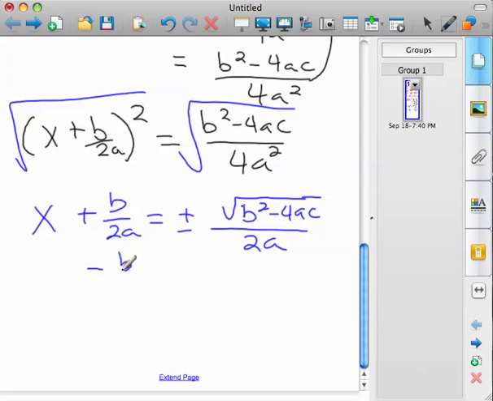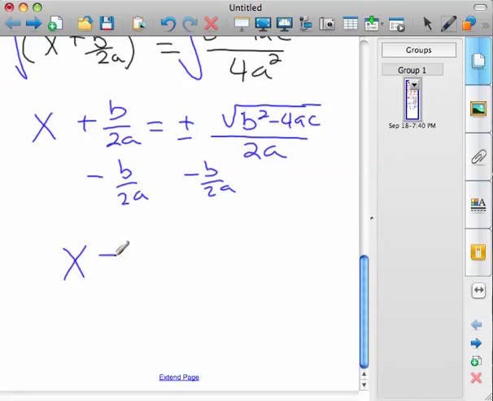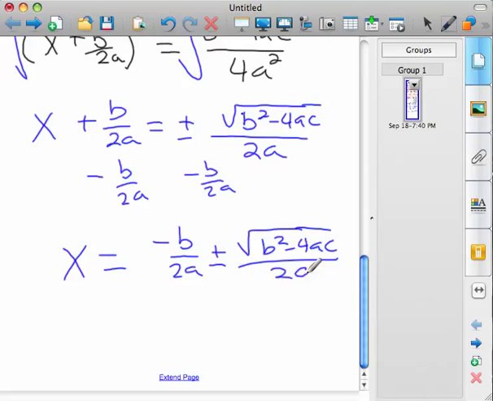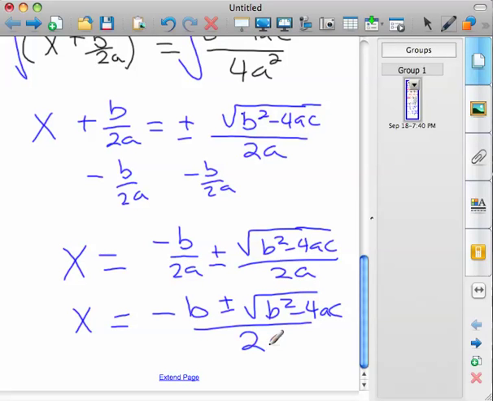Last step is to subtract the b over 2a from both sides of the equation, and you're left with x equaling negative b over 2a plus or minus the square root of b squared minus 4ac over 2a. If you combine into one denominator, it would be negative b plus or minus the square root of b squared minus 4ac all over 2a.